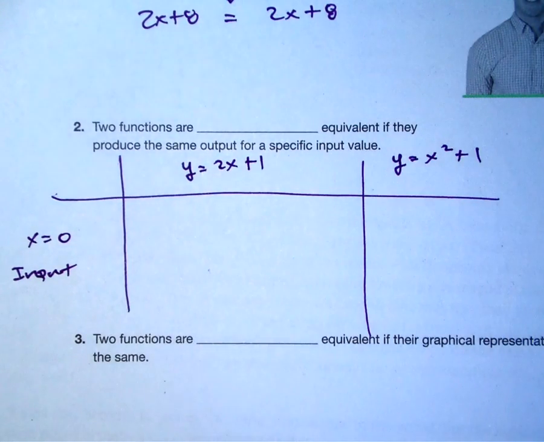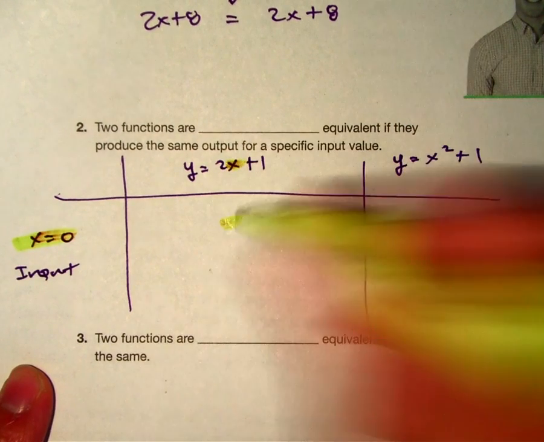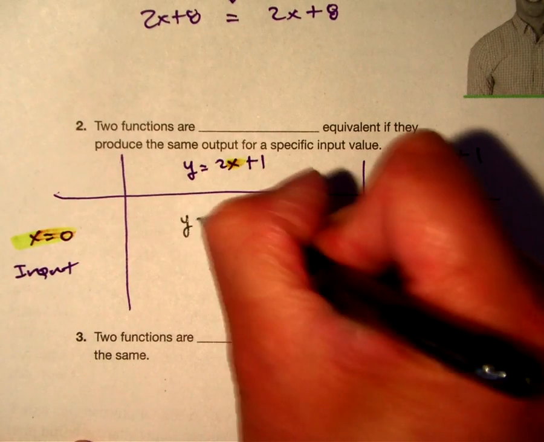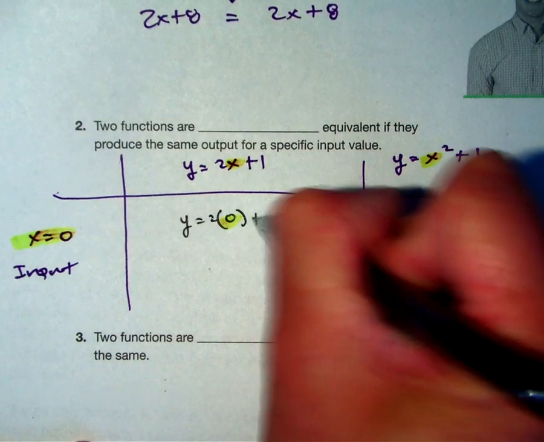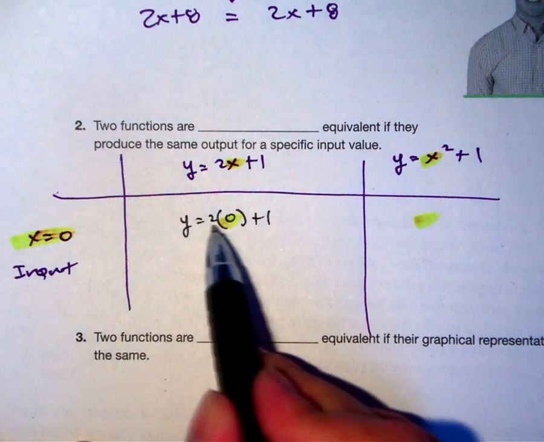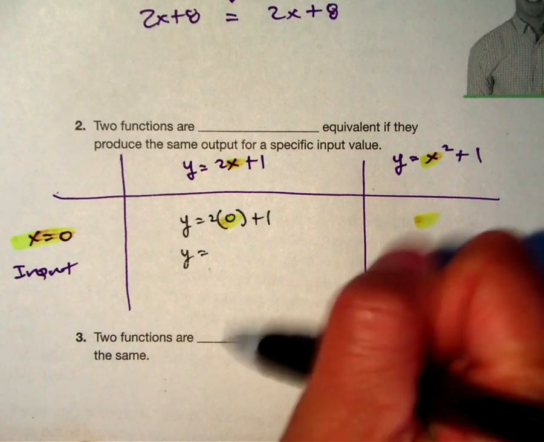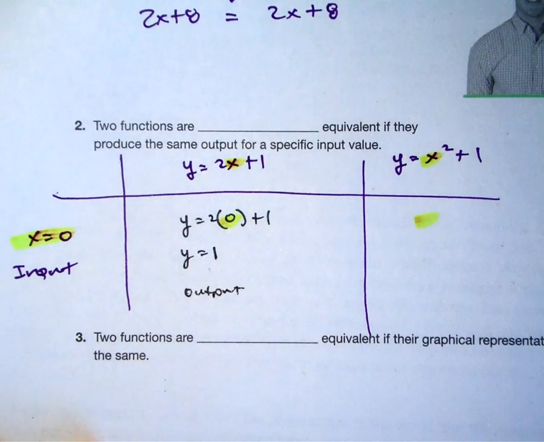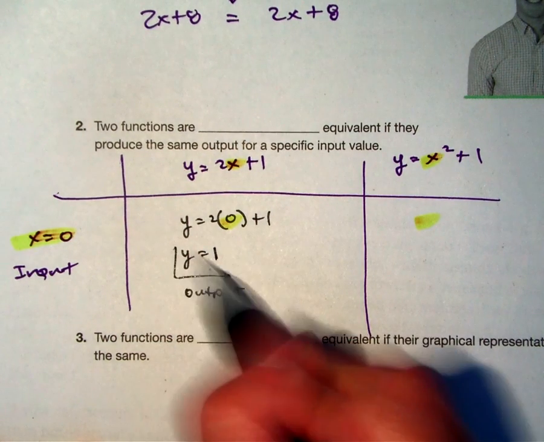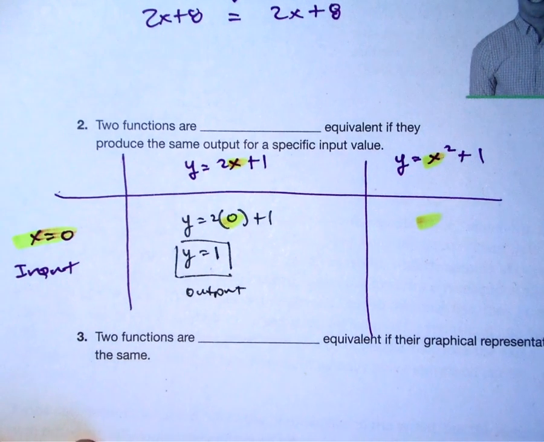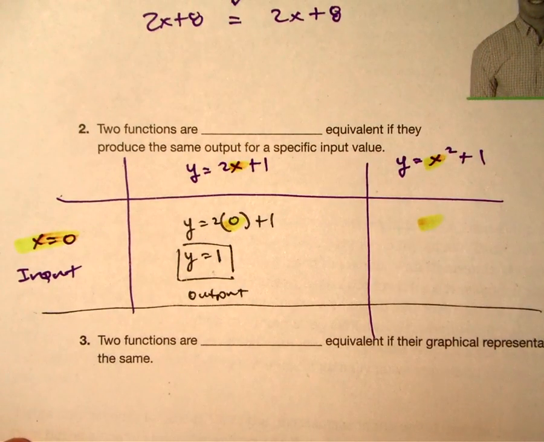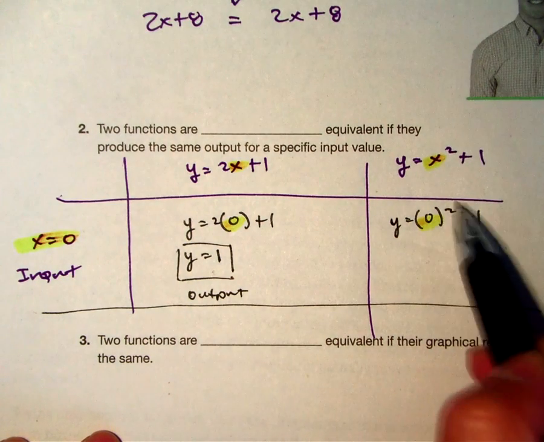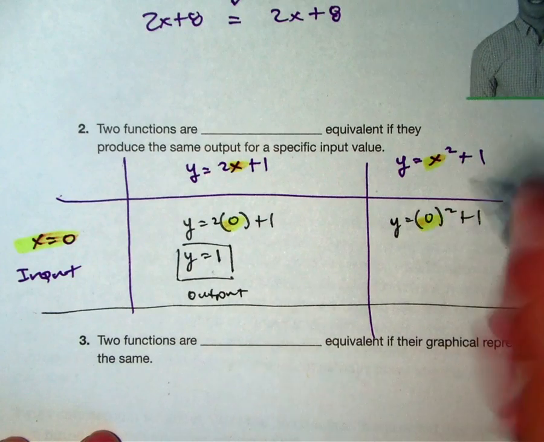That means every x value you're going to put in what? It's going to be 1. You're going to put in 0. Let's do that together. Y equals 2 times 0 plus 1. Class, 2 times 0? 0. And 0 plus 1? 1. So our output is 1 in this problem. And then if you do the same thing over here, y equals 0 squared plus 1. 0 squared is? 0. 0 plus 1 is? 1.